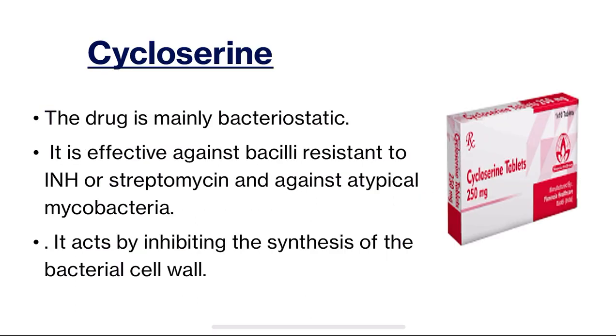Then we have cycloserine. This drug is mainly bacteriostatic. It is effective against the bacilli which are resistant to isoniazid or streptomycin and against atypical mycobacteria. It acts by inhibiting the synthesis of the bacterial cell wall. So it acts upon the multiplying bacteria. It will prevent the multiplication of the bacteria. It will initiate the immune response to act against those bacilli. And it is a bacteriostatic drug. It will act upon the bacilli which are resistant to other drugs.